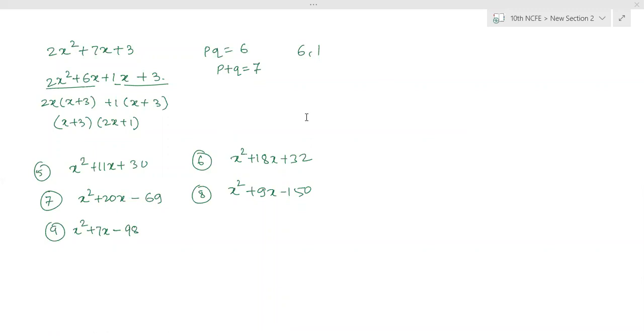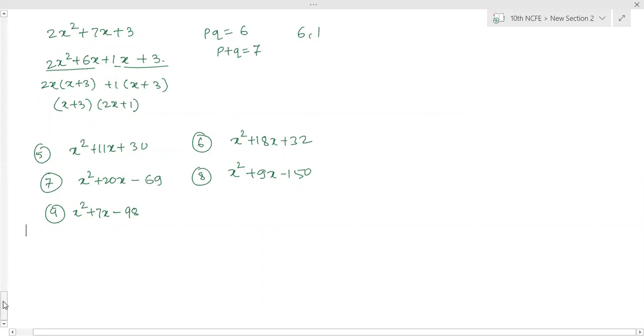Eighth one you're not getting. So what is the product needed? Minus 150 you need, right? So product is 150. How can you write 150 as a product form? Whatever the method you know, tell me. 150 we have to write as a product of two numbers. What can we write?